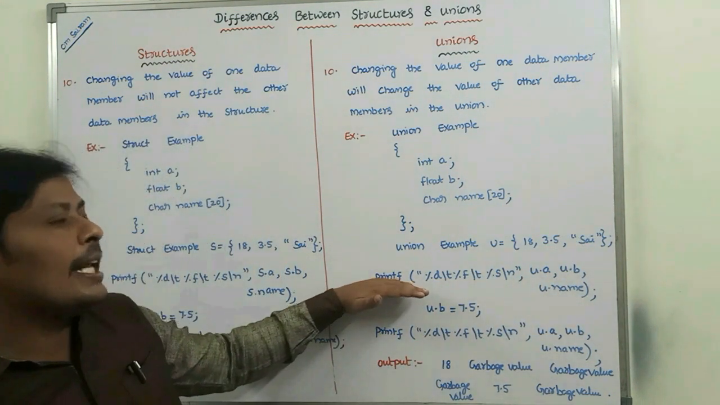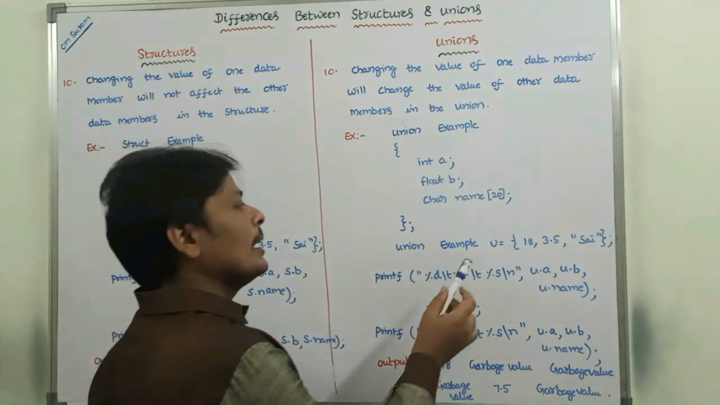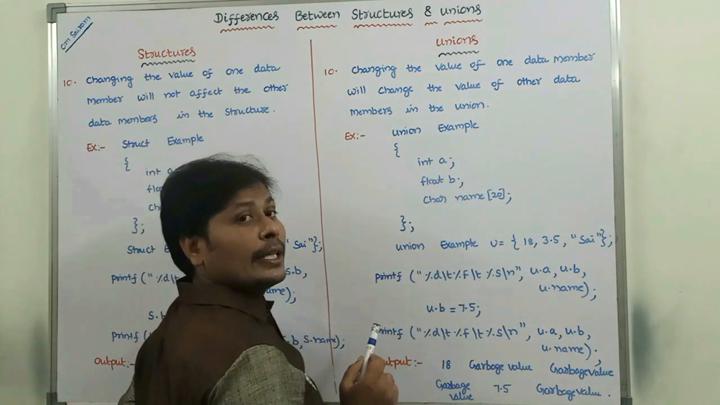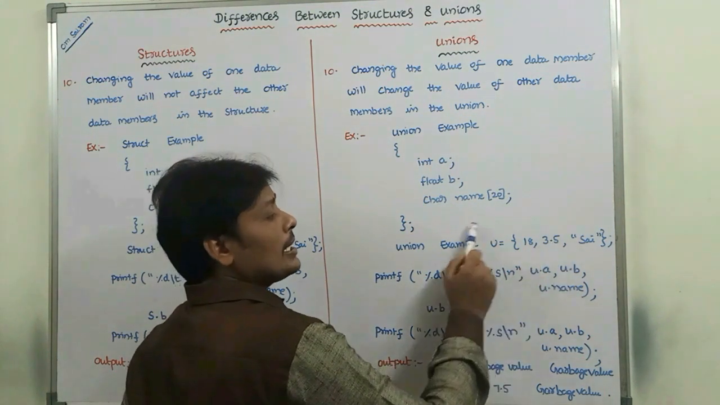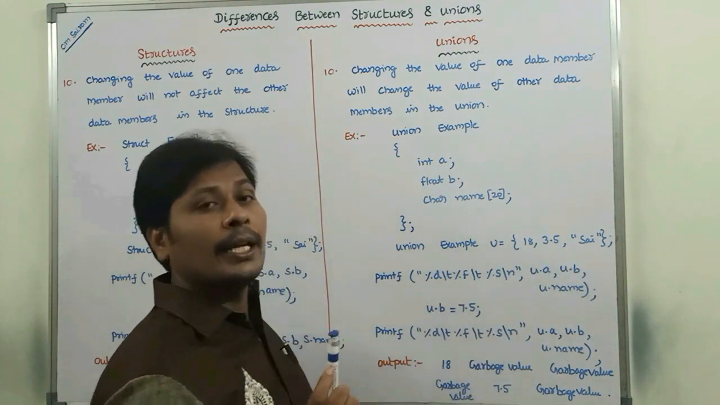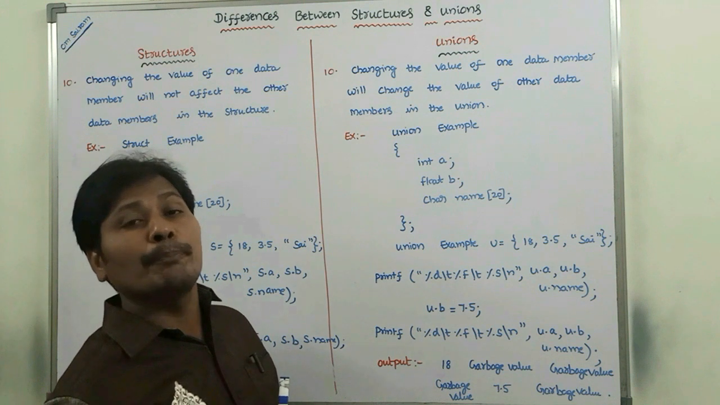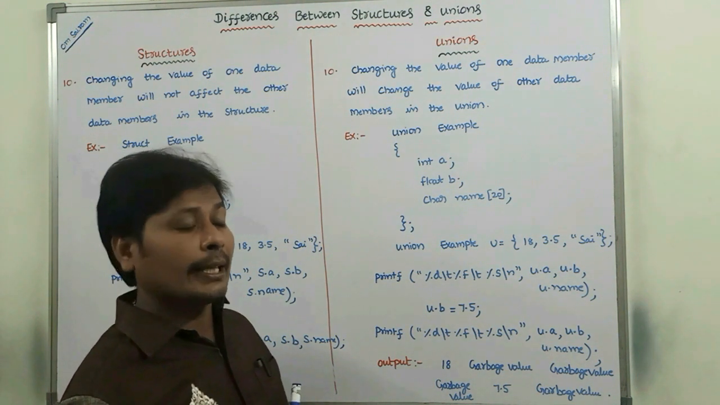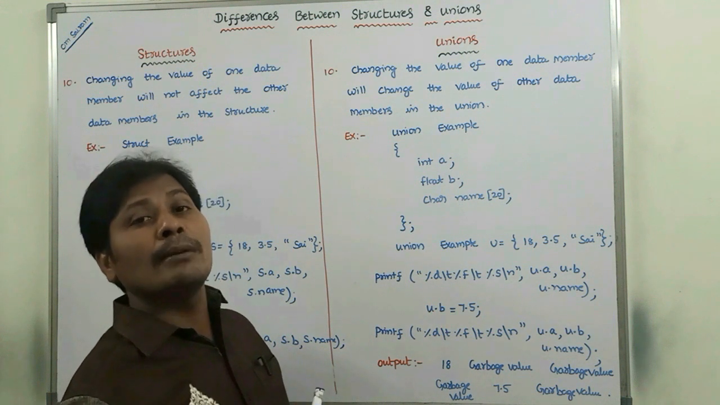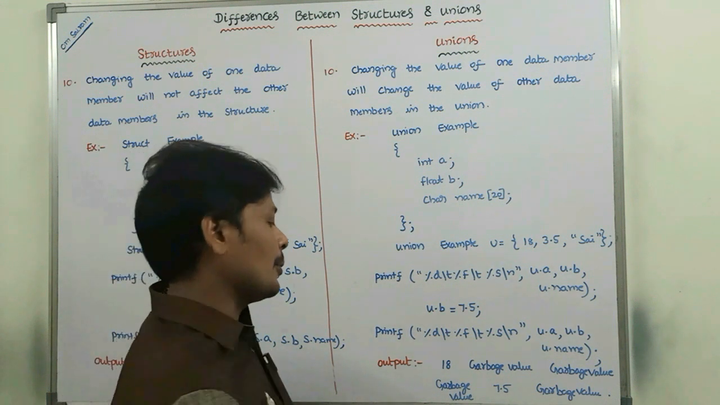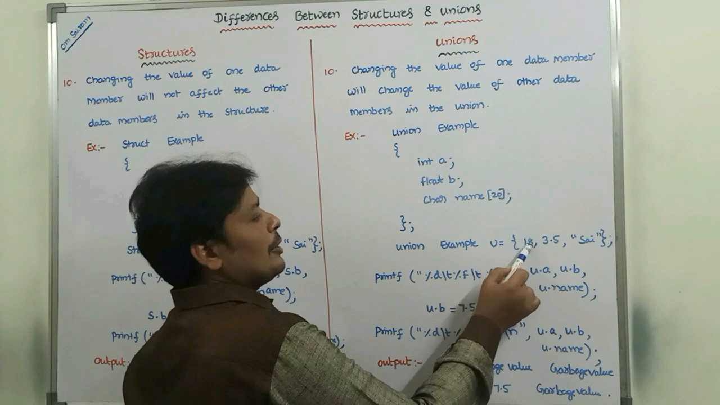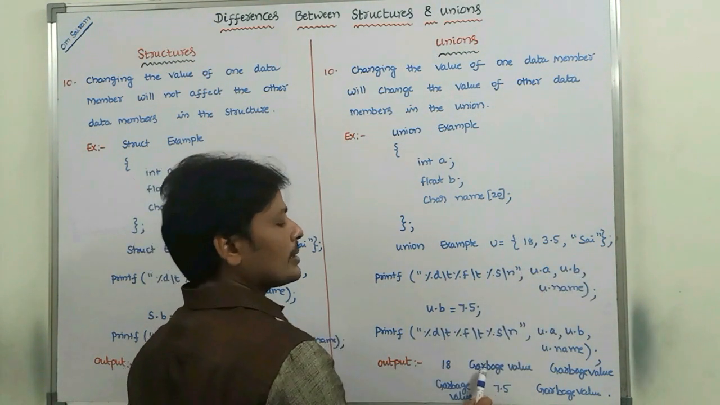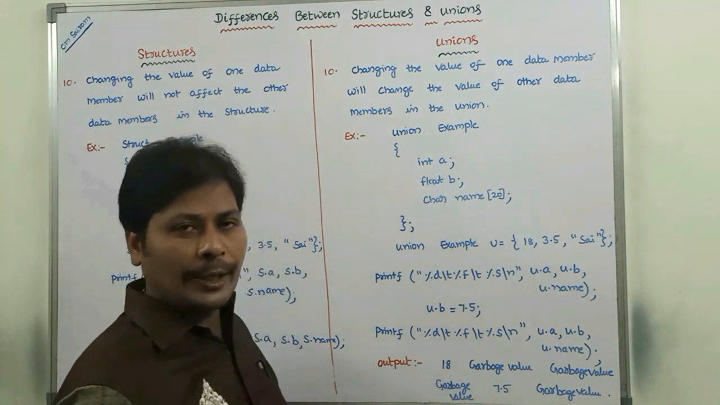First we are printing the values. Only the first data member value can be printed correctly, because all the data members within the union are not initialized at a time. The remaining data members are corrupted. So the first data member value, 18, is printed. The remaining data members contain garbage values.